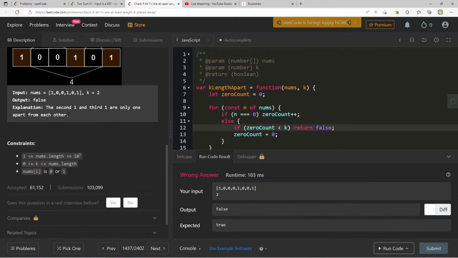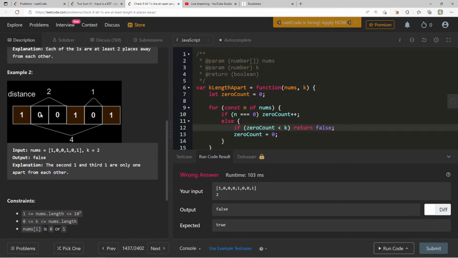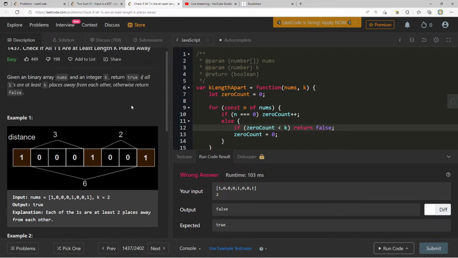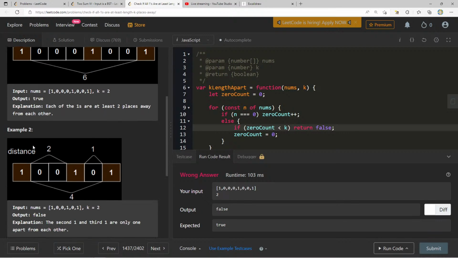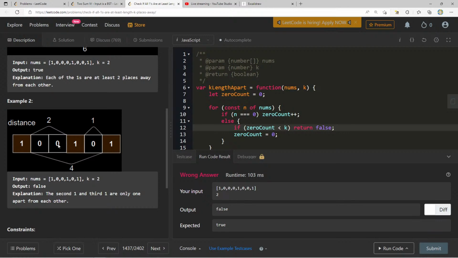Oh, you're kidding me. The second one and third one are only 1 away from each other. Okay, but here we have, oh, wait a second. They want me to also return true if all ones are at least k places away from each other. But does it really matter? Because if every distance in between is fine, I think that's okay. The second one and third one are only 1 apart from each other.